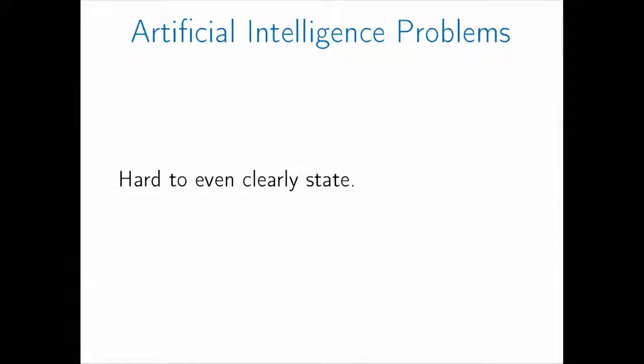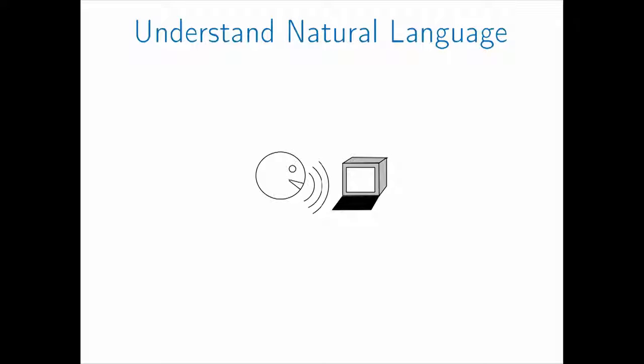Now, on the other hand, there are some things that you might want to try and do with your computer that go a little bit beyond the sort of things we're discussing in this course. We might want to call these artificial intelligence problems. And these are problems where it's hard to clearly state what it is that you're trying to do. An example of this might be to try and write a computer program to understand natural language.